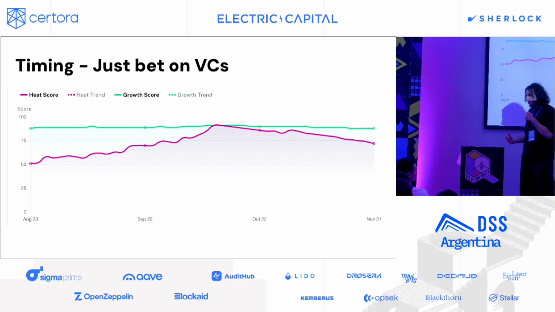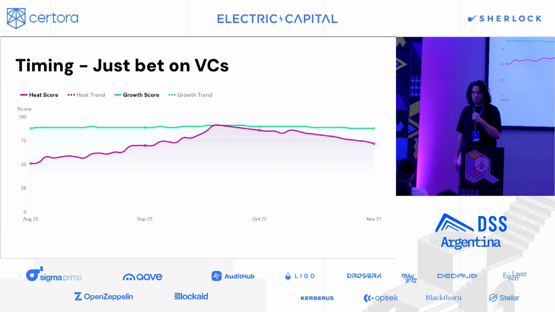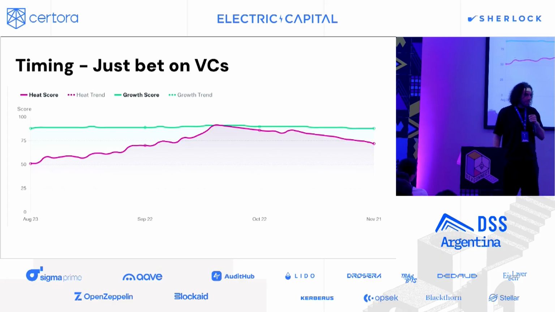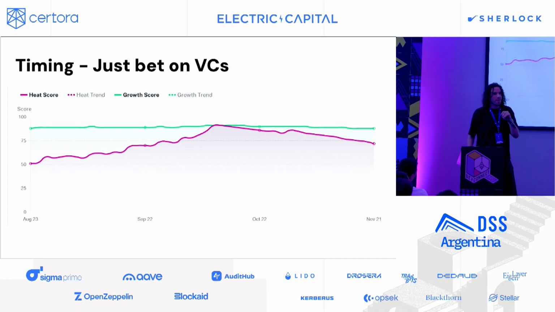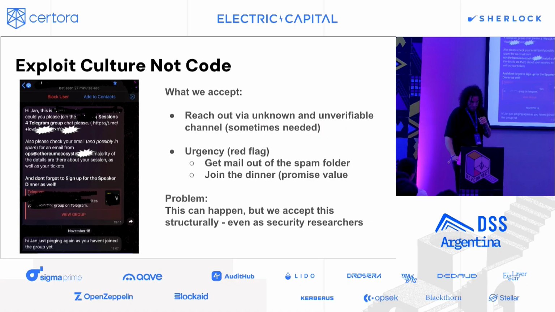If you want to exploit a project, you have to bet on VCs, basically. So you look at when did they raise, and when you recognize that the runway is going to be short, they get a lot of pressure, and they have to deploy fast. So that means they have to deploy fast, and then likely they're going to make mistakes.